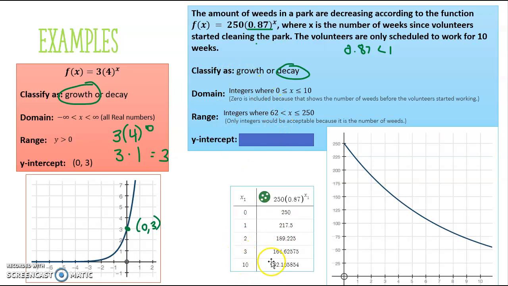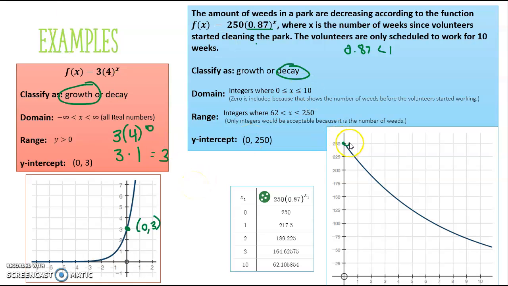But our integers for the range value are going to stop at 62 here on the low end and then up to 250 on the high end. So integers are acceptable here. We're not talking about decimal or fraction values of weeds because that doesn't make sense. You either pull the weed out or you don't. It's a whole number. The y-intercept would be the initial amount or the starting value of the number of weeds.